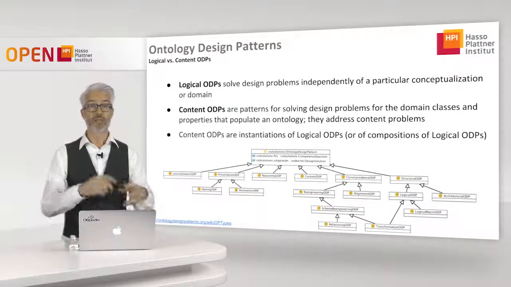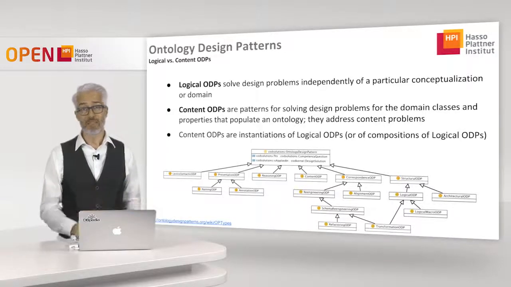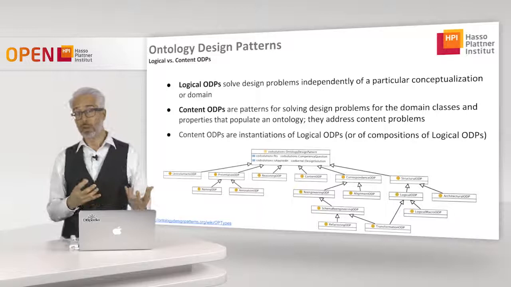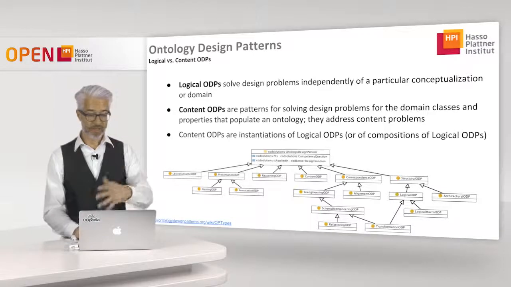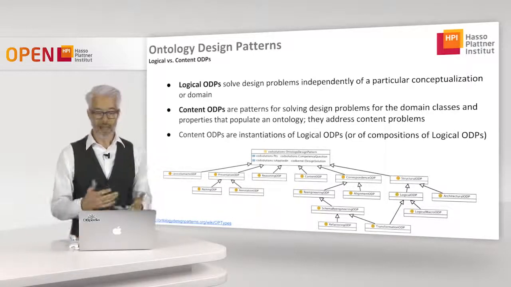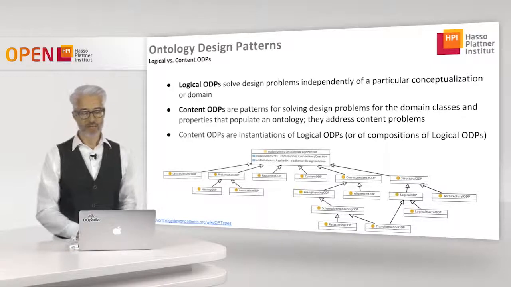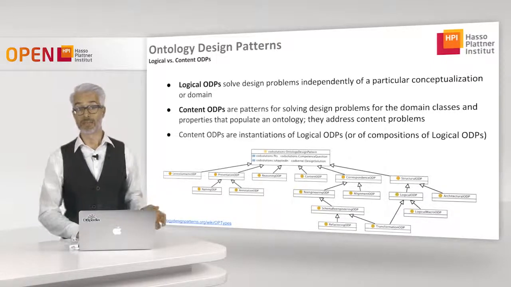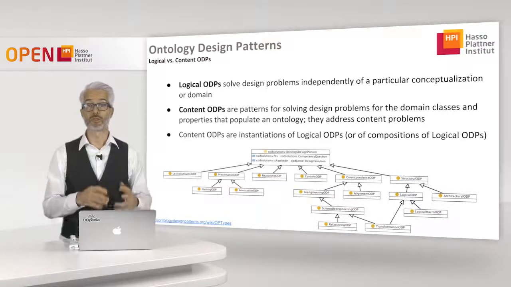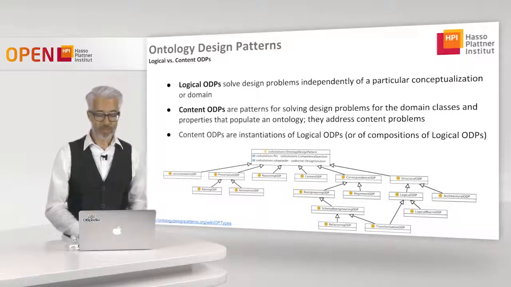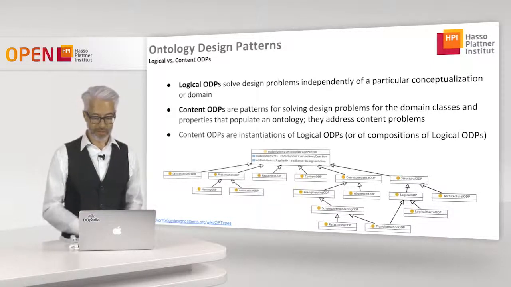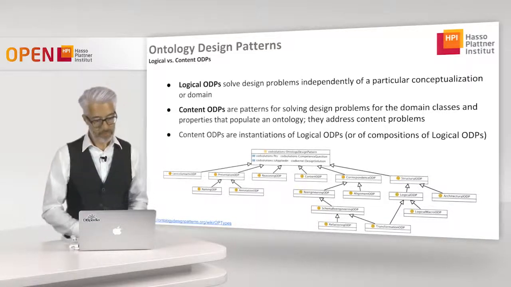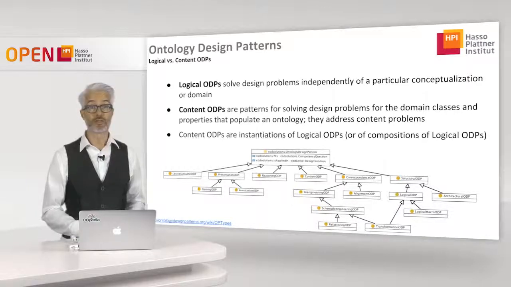another. So the basic two design directives or design principle building blocks here are logical ontology design patterns and content ontology design patterns, and they are connected with each other like I told you before. So the content design patterns are instantiations or instances of logical design patterns or compositions of logical design patterns. And there are much more. You see here a class hierarchy of the ontology design pattern types that are available right now. But the most interesting here are the content ODPs.